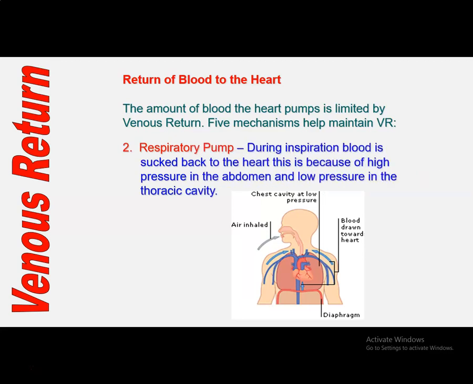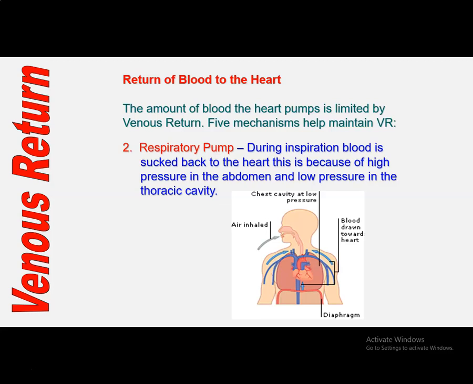Lastly, the respiratory pump. Okay, so this is all to do with the thoracic cavity. The thoracic cavity is made up of the lungs, the heart, the rib cage, the diaphragm. So what we need to know is during inspiration, as we breathe in, blood is sucked back to the heart. This is because of the high pressure in the abdomen and low pressure in the thoracic cavity. That's all we need to know, okay?